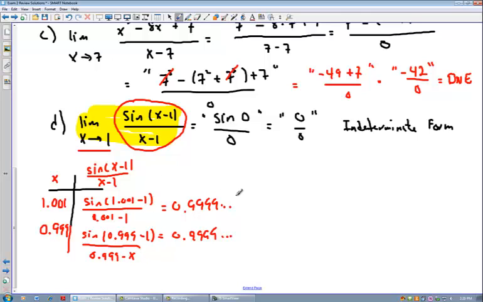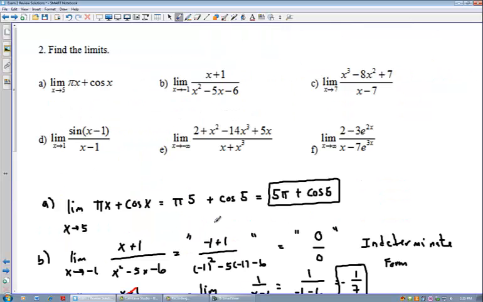And so my guess then, this implies, if I had to make a stab at what the limit as x approaches 1 of sine of x minus 1 over x minus 1 was equal to, I'd say, hey, I bet it's equal to 1, because these numbers are really close to the nice number of 1. So that's my answer. So when in doubt, you can always make a table, as long as you can identify the limit that's being expressed here, in some sense, what number these are approaching. Let's take a look at part E.